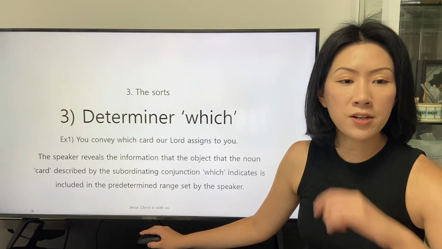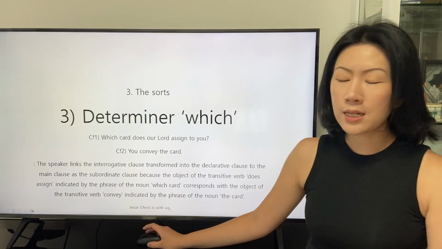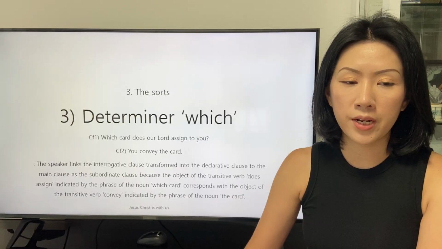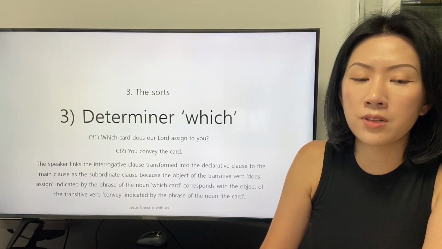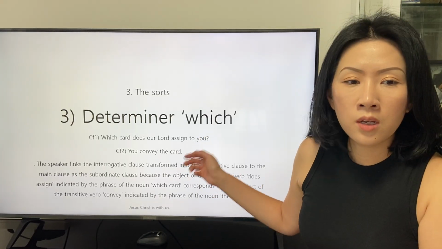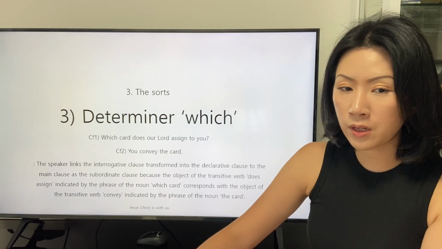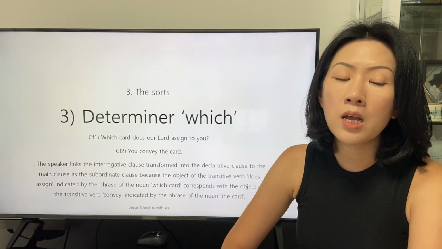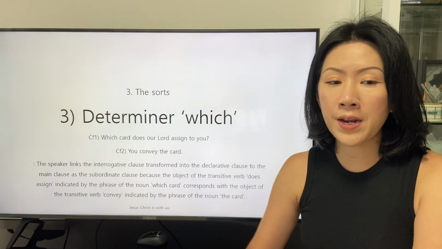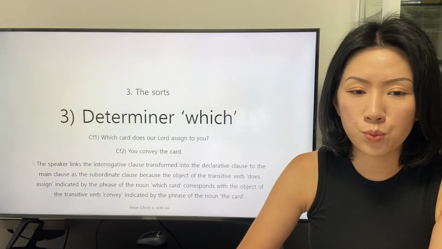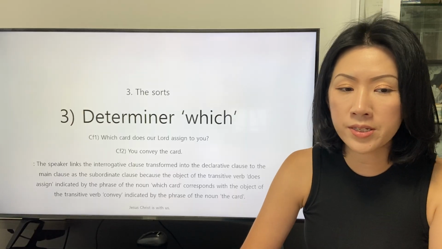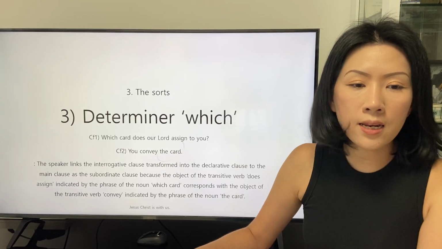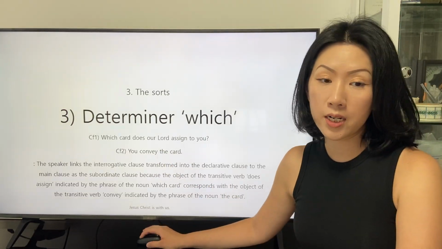That's how the first example is stated. Let's read the explanation together. The speaker links the interrogative clause, the first one, transformed into the declarative clause, to the main clause as the subordinate clause because the object of the transitive verb assign, indicated by the phrase of the noun which card, corresponds with the object of the transitive verb convey, indicated by the phrase of the noun the card.